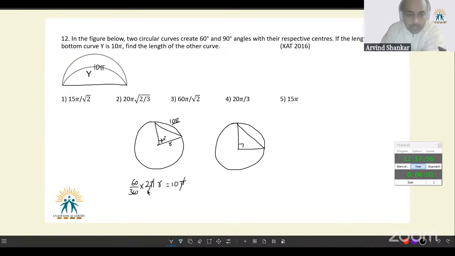So pi and pi cancelled. 60 and 360 cancel to give me 6. 6 and 2 cancel to give me 3. Our radius turns out to be 30. For this smaller circle, if the radius is 30 and the central angle subtended here is 30, can I say the chord length here is also 30?